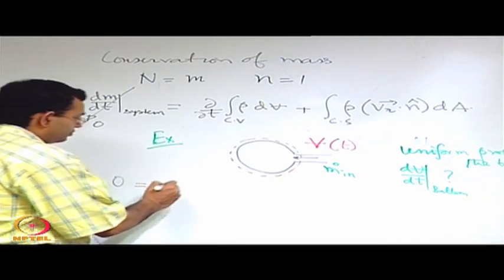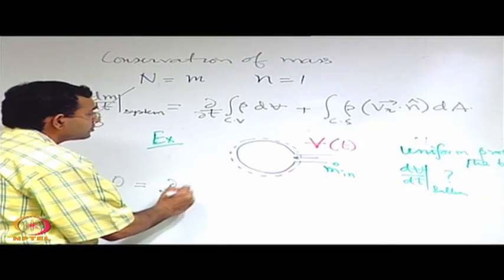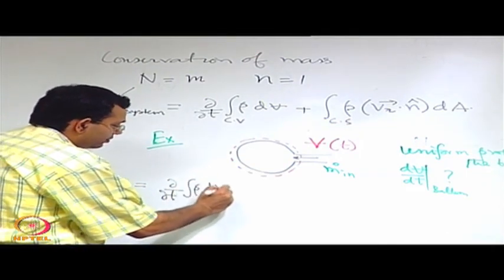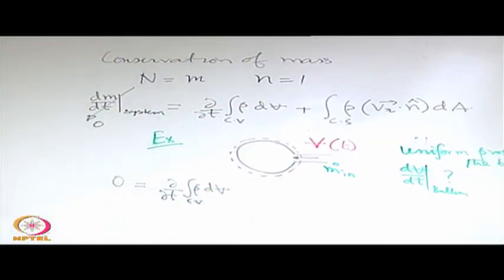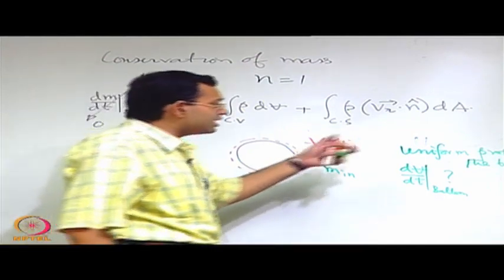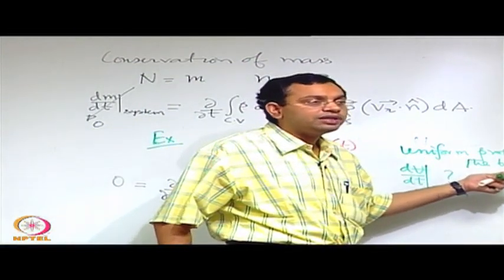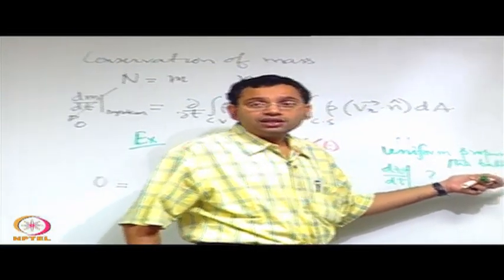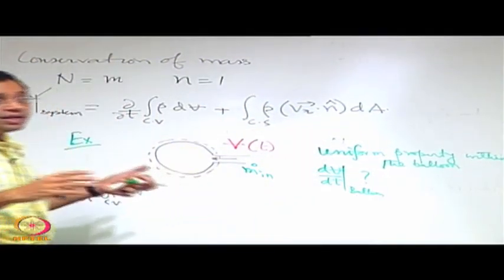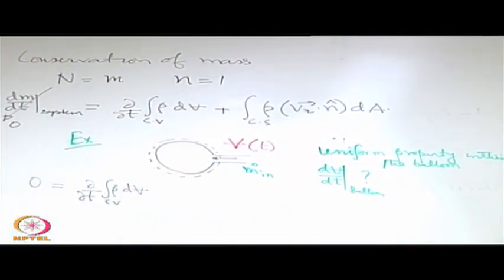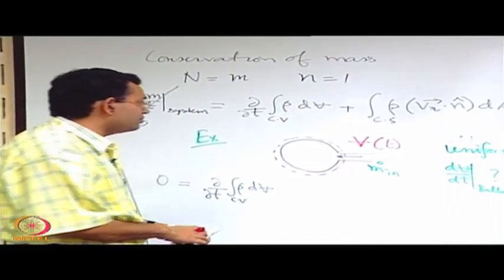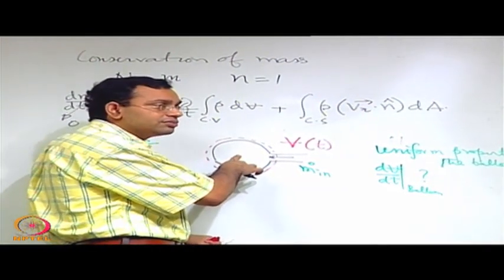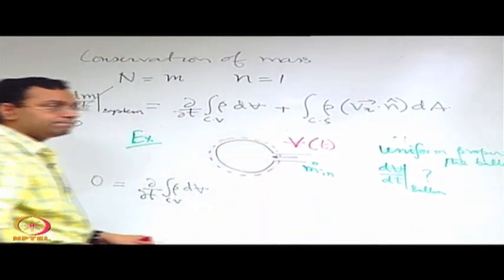Look into this term, the integral of rho dV. When we state that it is a uniform property within the balloon, that means the density is uniform, but it may change with time. We have earlier seen that uniformity does not ensure steadiness. So rho in general could be a function of time, but at a given time rho is uniform everywhere.